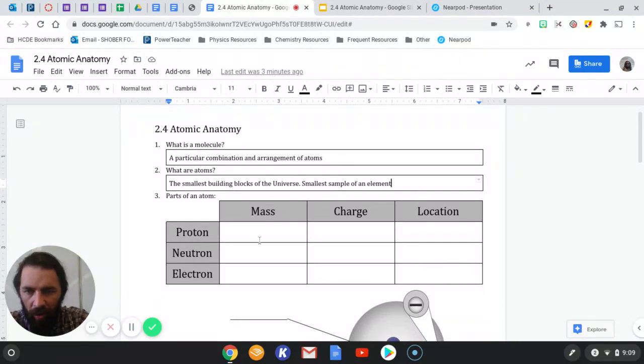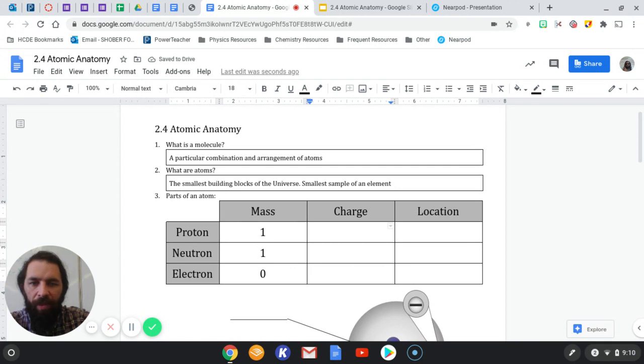Okay, so protons, I said, now be careful here. I almost confused myself. Whenever you have to fill in one of these tables that I give you, make sure you're keeping track of which column you're in. So proton, I said the mass was 1. And for neutron, the mass is also 1. For the electron, the mass is 0.